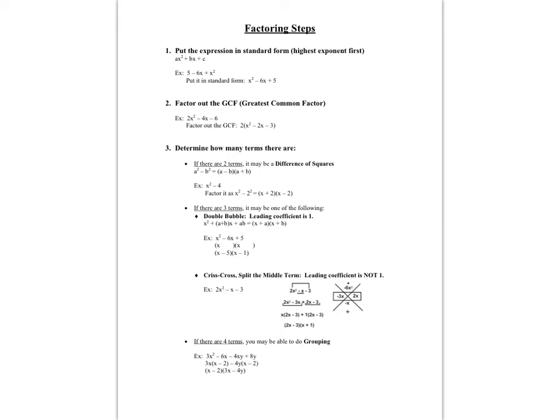It's really helpful to have your factoring steps worksheet out available all the time when you are doing these factoring problems. Let's review. First step, put the expression in standard form. Second step, factor out the greatest common factor. Then determine how many terms there are. We have not done 2 terms yet. We have done 3 terms where the leading coefficient is 1, that's your double bubble. And we have done 4 terms where we're grouping the first 2 and grouping the last 2. We are going to be doing crisscross split the middle term today, and this is section 8-6.